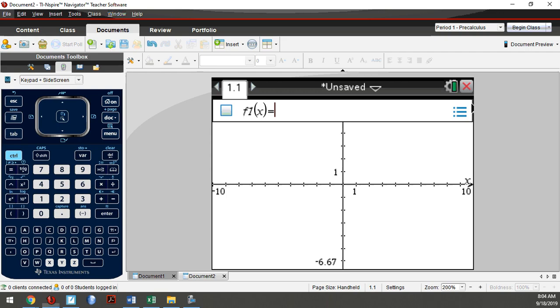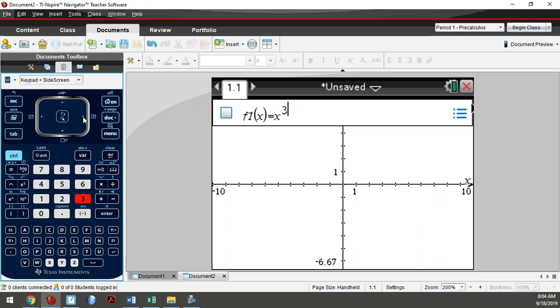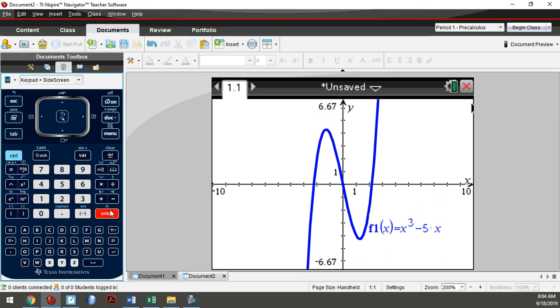So, anybody tell me what that was again? X cubed minus 5x. So I hit enter. All right, so there's my graph. The very first thing, whenever you look at this, I want you to think about, is this function even or is this function odd? How do I determine that?